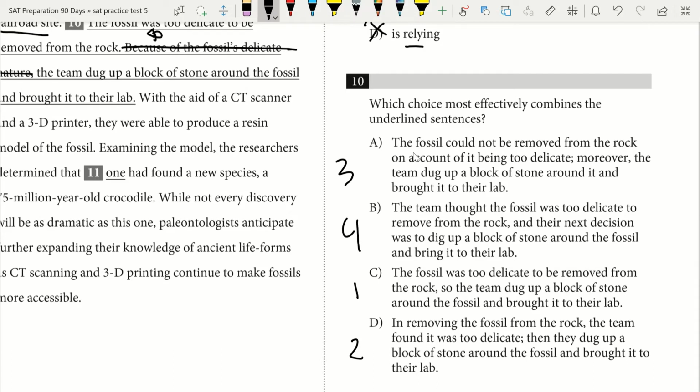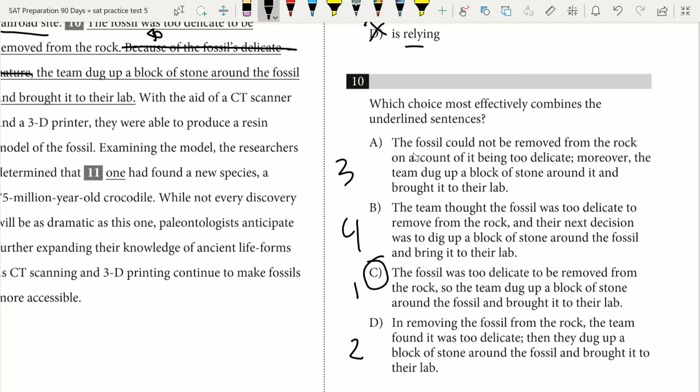Okay, so number 1, we've got the fossil was too delicate to be removed from the rock. That's true. Comma. So the team dug up a block of stone around the fossil and brought it to their lab. That's perfect. It covers all of our main points. No repetition, no redundancy. C will be our correct answer there. I'm going to show you why 3, 4, and 2 are wrong right now.